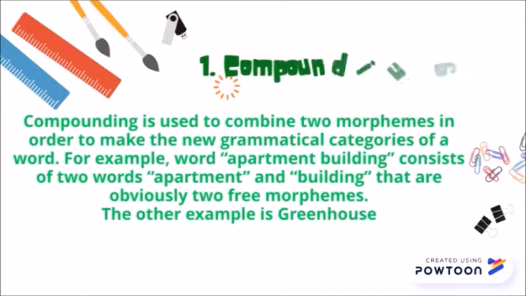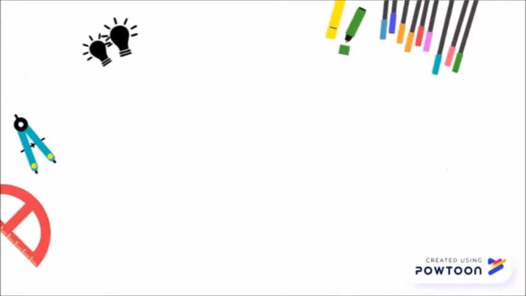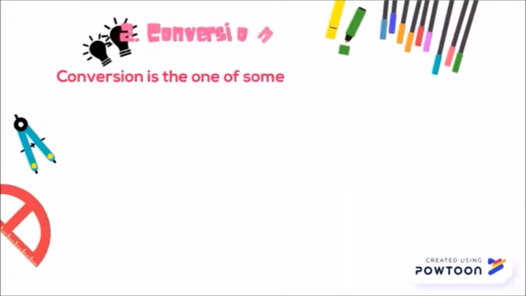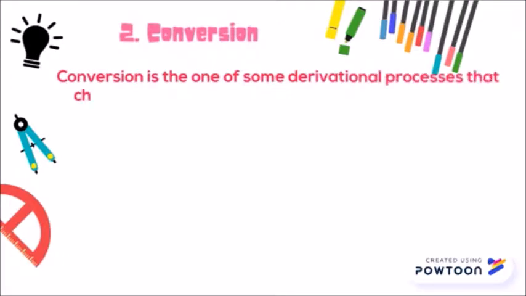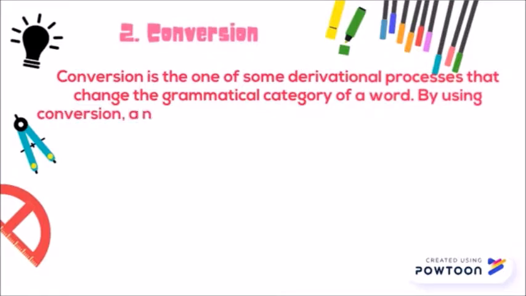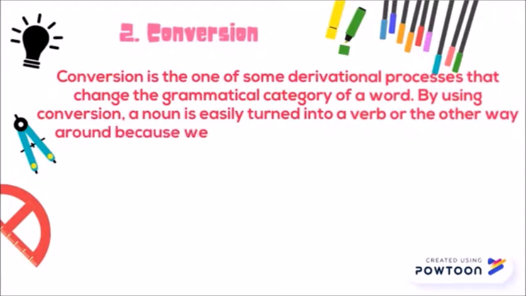1. Compounding. Compounding is used to combine two morphemes in order to make a new word with a new grammatical category. For example, the word apartment building consists of the words apartment and building, which are obviously two free morphemes. Another example is greenhouse. 2. Conversion. Conversion is one of the derivational processes that change the grammatical category of a word. By using conversion, a noun is easily turned into a verb or the other way around because we add nothing to the base. For example, to walk becomes a walk.